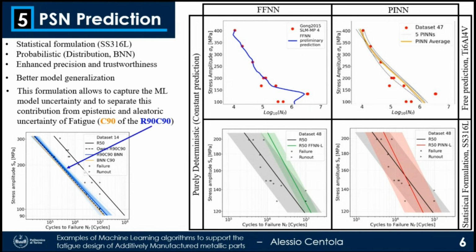So from the set of curves belonging to the distribution of the R90C90 life, that is represented here in light blue, we can select the 10th sample. So it means that we can select the C90 of the R90C90 life, which is in orange here. And this means that we can be even more safe, because not only we say, okay, this is our prediction, but we can say, this is how much you should trust the prediction.